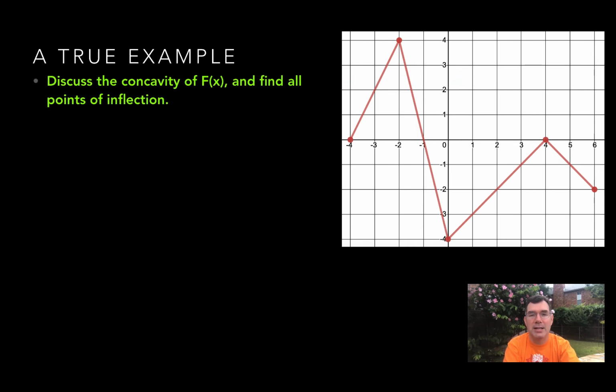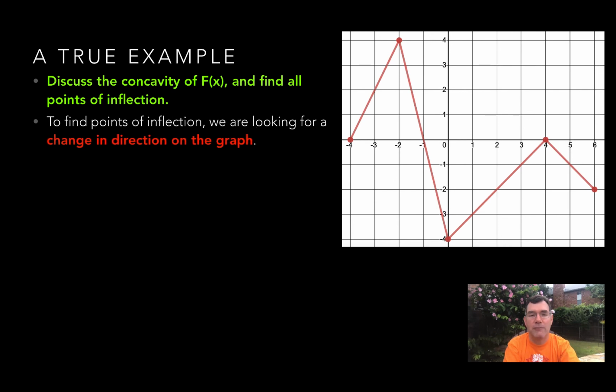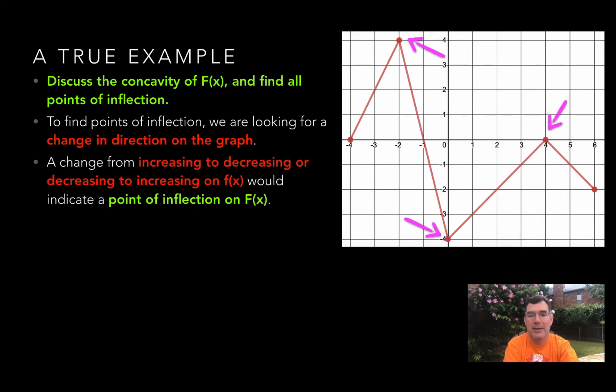All right, let's discuss the concavity of capital F and find all the points of inflection. If I'm finding points of inflection for capital F of x, what that means is on the graph, which represents the derivative, there's going to be a change of direction. It's going to go from increasing to decreasing or decreasing to increasing. And there's 3 places where that happened, and I've indicated that with those arrows there. Those are the places where it changes direction.